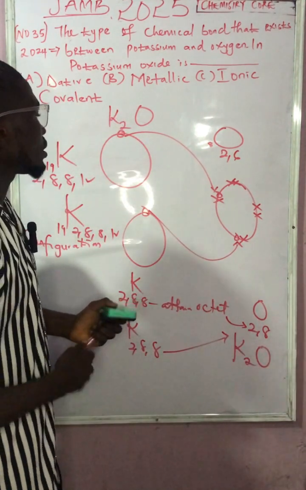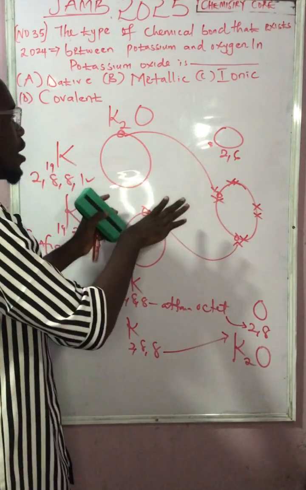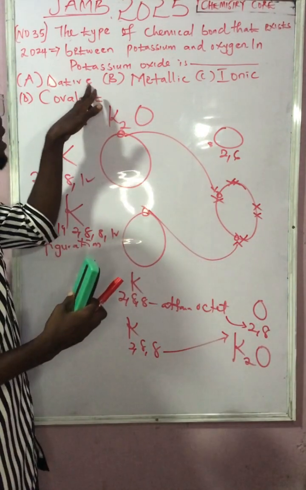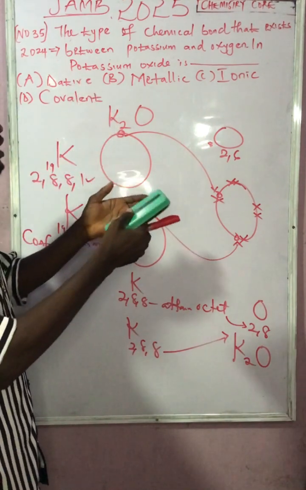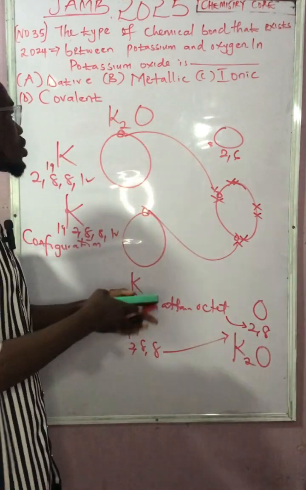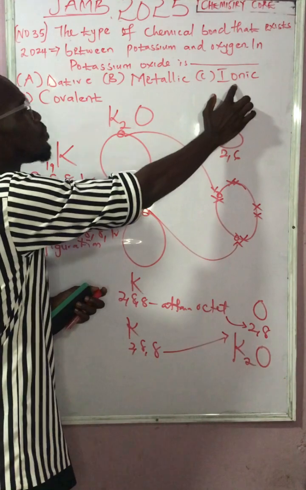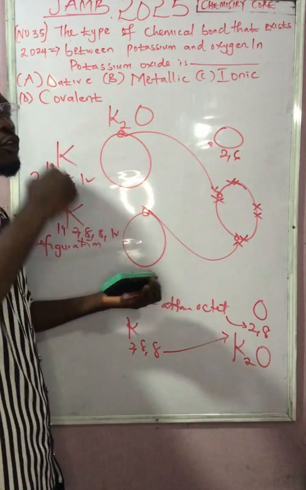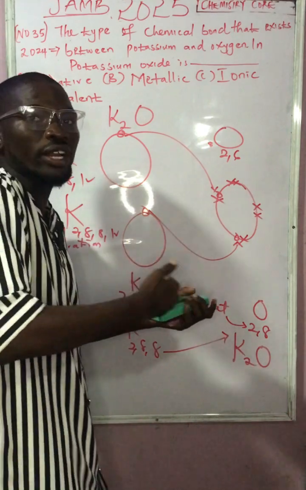So guys, the kind of bond that exists here. Now let's go back to the options. The dative covalent bond involves the transferring of electrons and sharing of electrons. So that is not the answer. Ionic bond tells us that there is transfer of electrons from a metal to a non-metal.